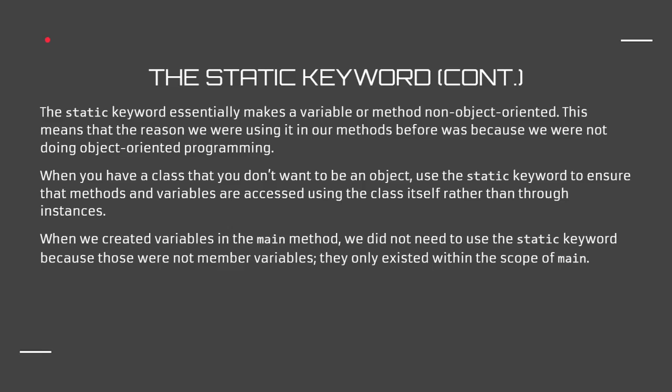When you have a class that you don't want to be an object, use the static keyword to ensure the methods and variables are accessed using the class itself rather than through instances. When we created variables in the main method, we didn't need to use the static keyword because those were not member variables. They only existed within the scope of main.